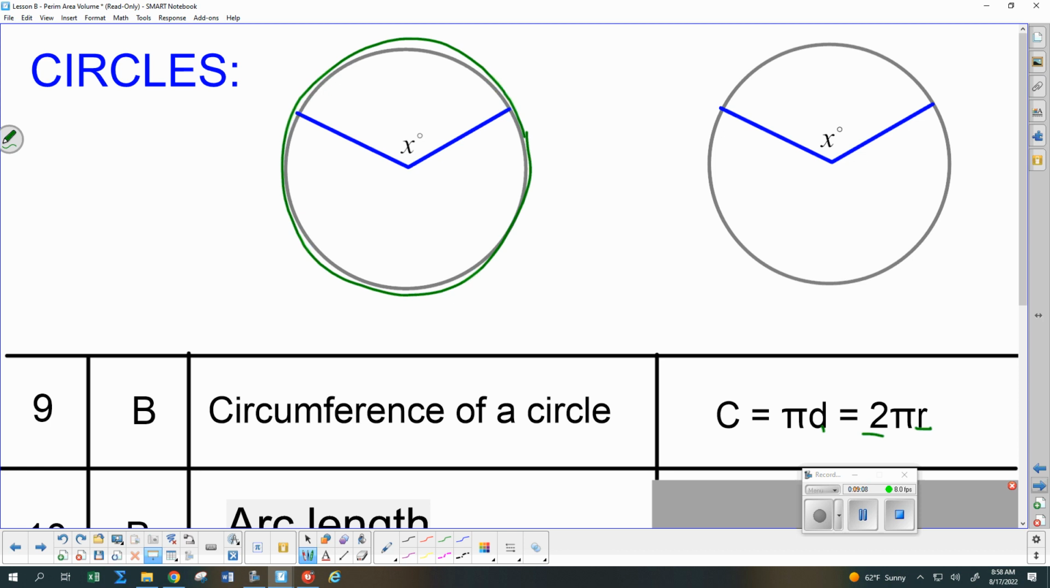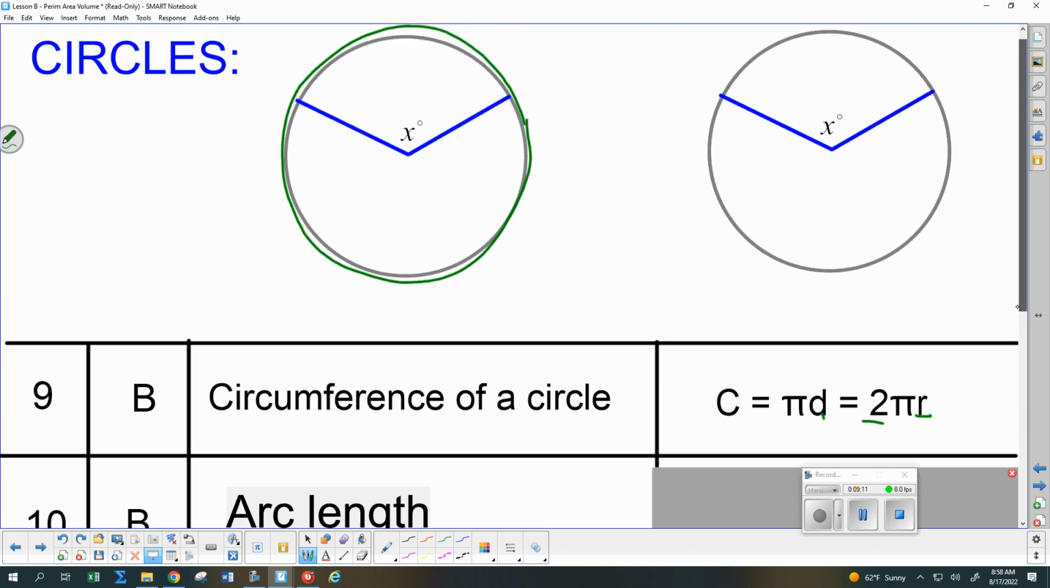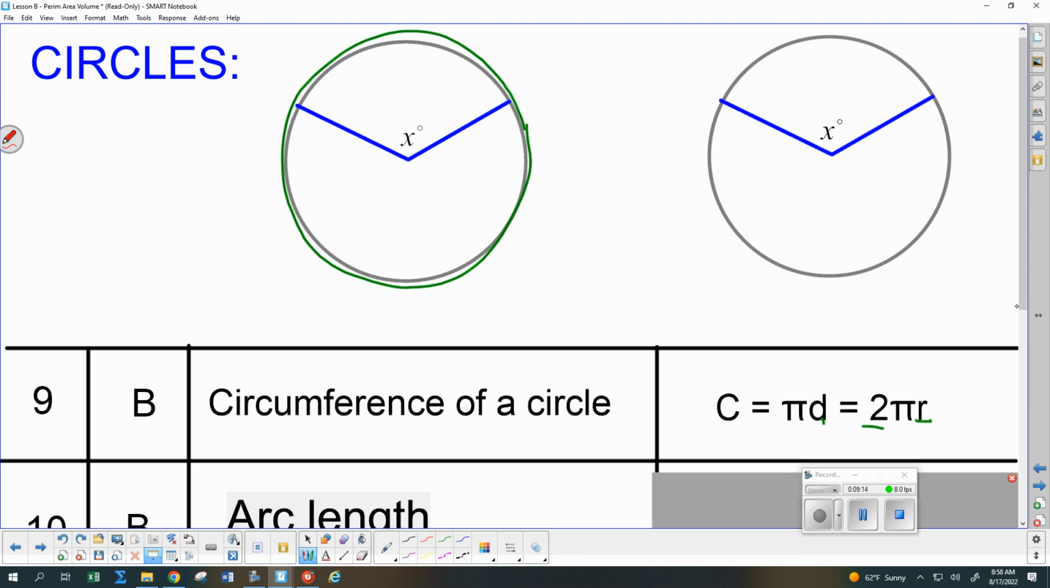Okay, arc length is when we talk about part of a circumference. So it is a fraction of the circumference. So maybe I just want to know that part of the circumference. In math, when we have the word of, it usually means times. So fraction of circumference means fraction times circumference formula.